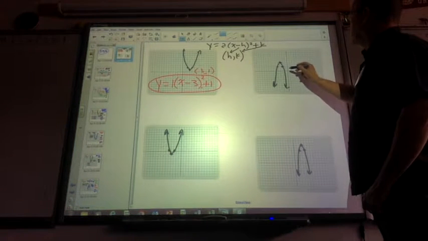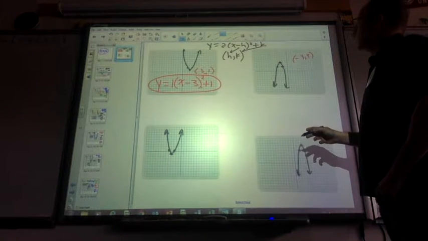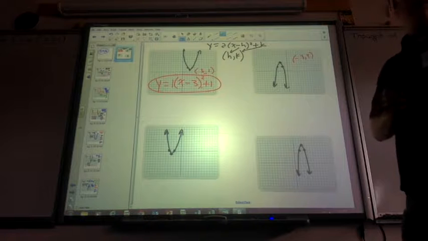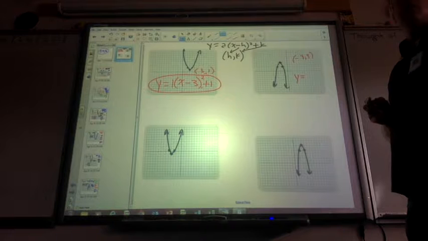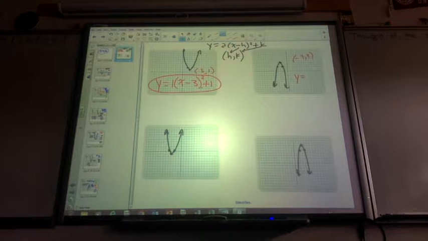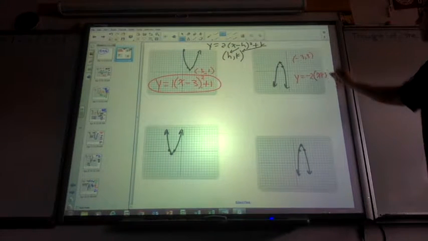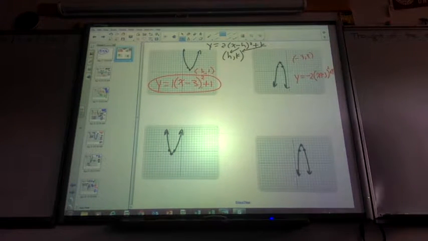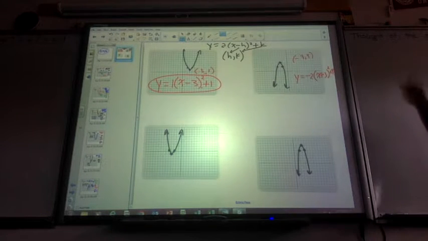It looks like my vertex is at negative 3, 4, is that right? If I pattern graph, does 1, 3, 5 work? No, it's negative 2. Then you have x plus 3, because it's opposite, squared, plus 4. Because the pattern graph went right 1 down 2, my A value has to be negative 2.